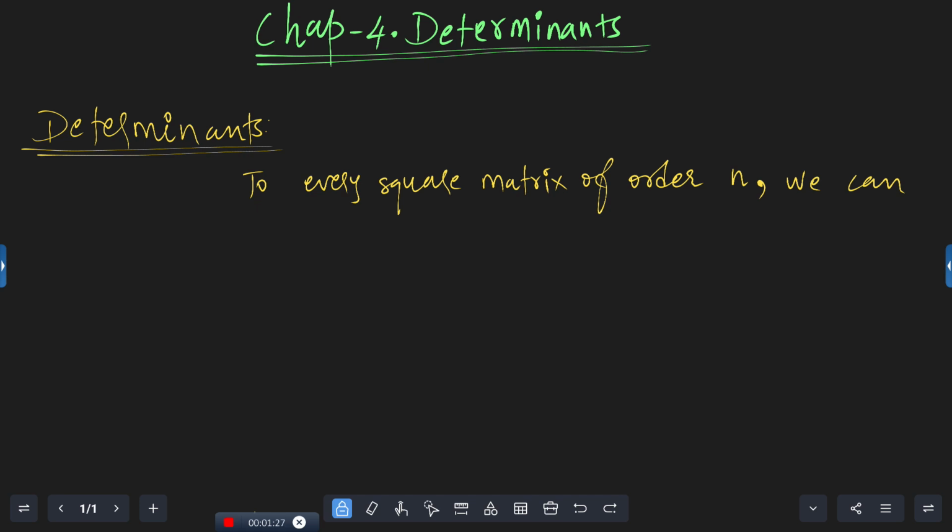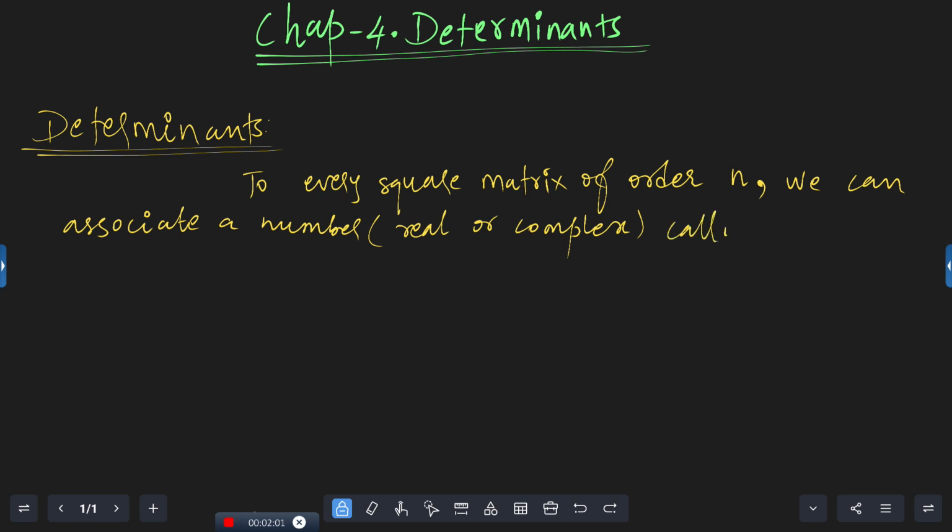So we can associate a number. The number can be either a real number or a complex number. Either real or complex means that when you take the determinant, you will get an answer, and the answer can be either a real number or a complex number. That is called the determinant of a square matrix.